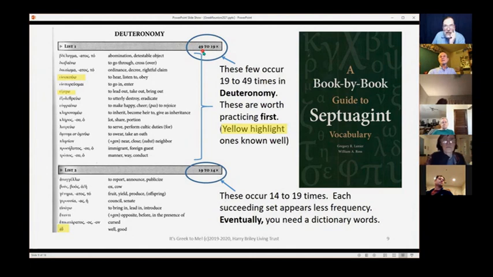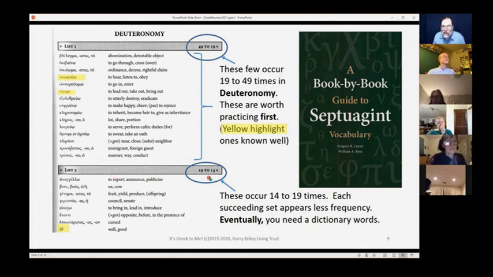Someone had a lot of time on their hands when they made this list. But it tells me that if I'm going to read the book of Deuteronomy, these are the words that I should start practicing. This is the one list I should pay attention to and work on the repetition. This would be my one go-to word list, this first set of 15. They come in sets of 15 words. And if I can get these 15 words down, then I know I'm going to be running into them between 19 and 49 times when I read the book of Deuteronomy.